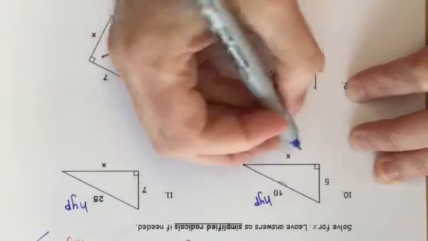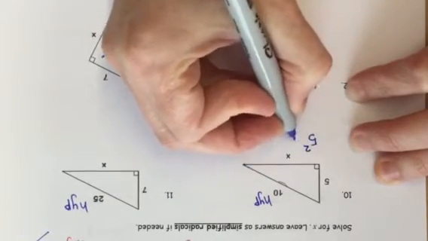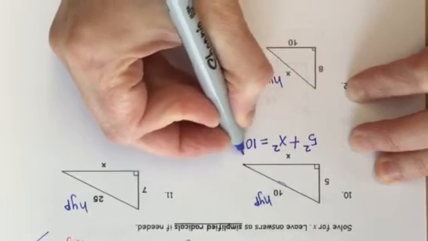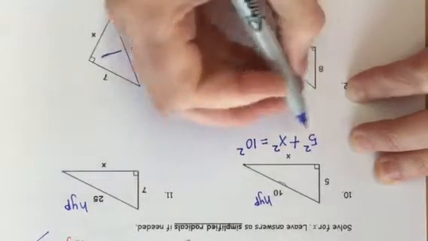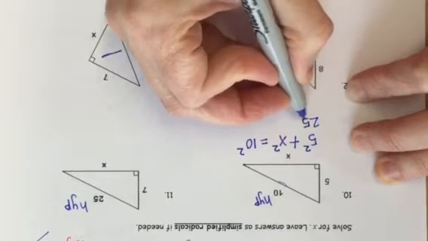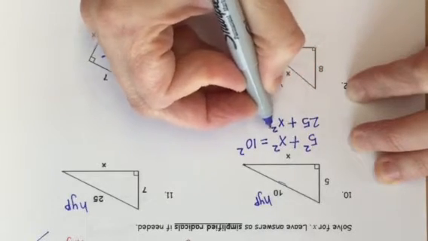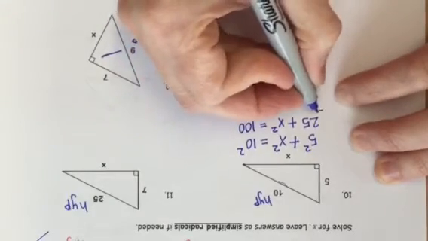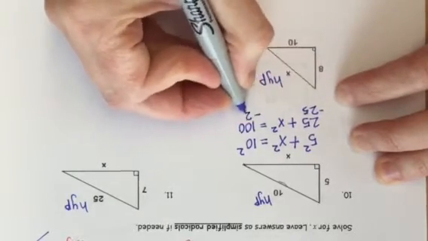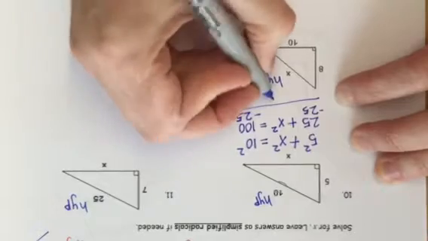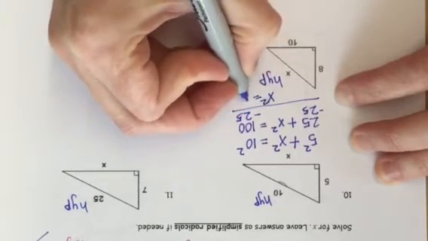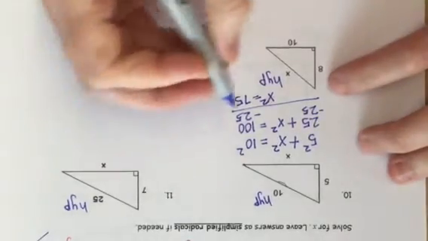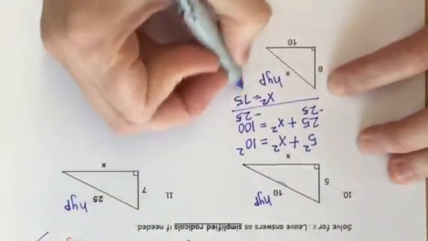Okay, as I set up the equation over here, I'm going to say 5 to the second power plus x to the second power equals 10 to the second power. 5 to the second power is 25. 10 to the second power is 100. I can subtract 25 from both sides of the equation. I have x squared equals 75. To solve for x, I'm going to take the square root of both sides.